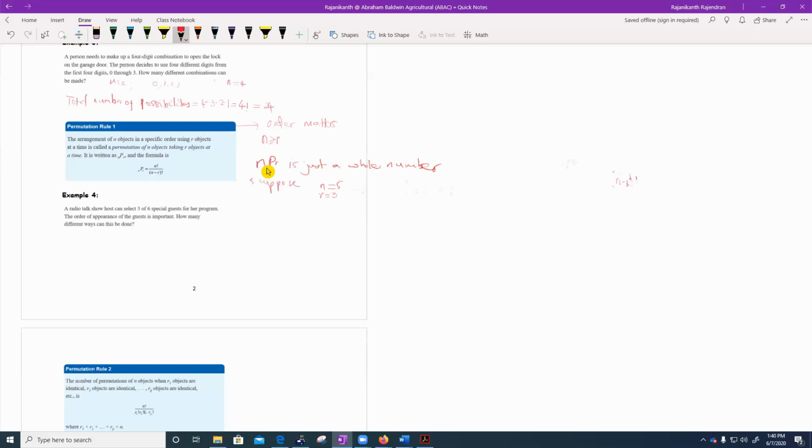In this case, how do you find 5P3? Simply, n is now 5 and r is 3. Simply plugging these two values in for n and r. So this is 5 factorial over 5 minus 3 factorial. So that is 5 factorial over 5 minus 3, which is 2 factorial.